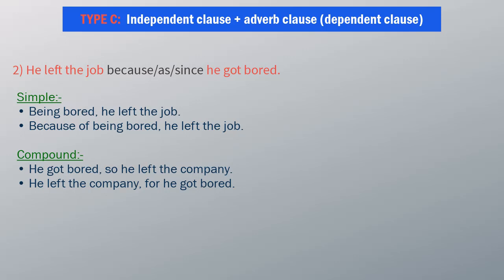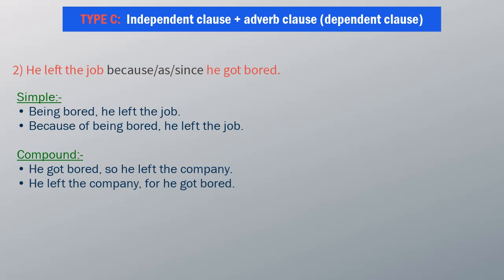If you want to show the result first, then the reason, use the conjunction for, the coordinating conjunction for. He left the company, result, why? For he got bored. So we've got two independent clauses here. He got bored, he left the company, and so and for are our coordinating conjunctions.